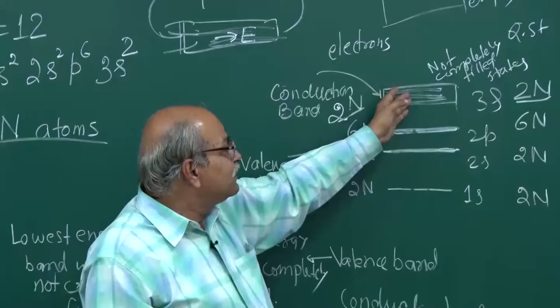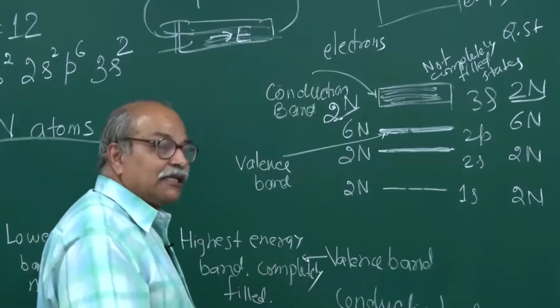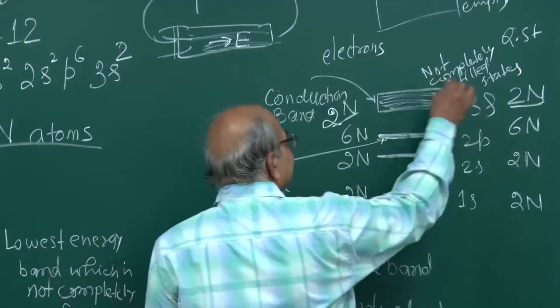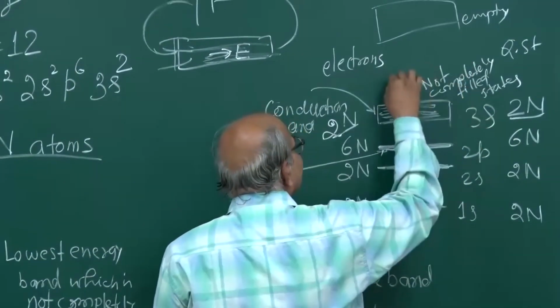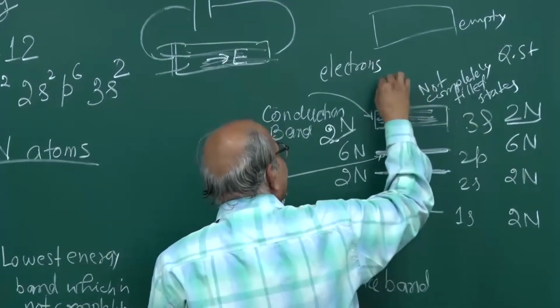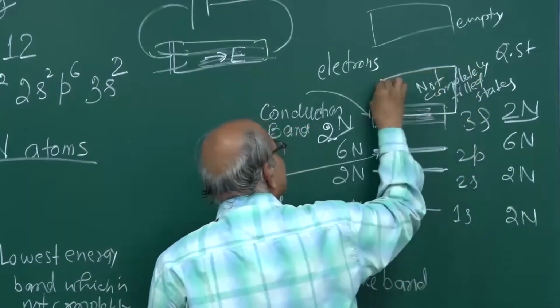So what happens here? For magnesium and many other conductors, the next 3p state overlaps with this. This is 3s, and then next will be 3p, and after spreading, 3p goes like this. Suppose this is 3p.